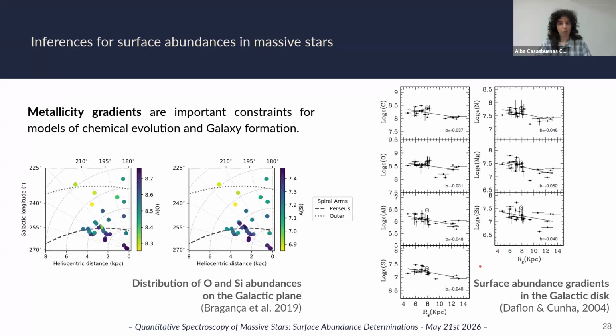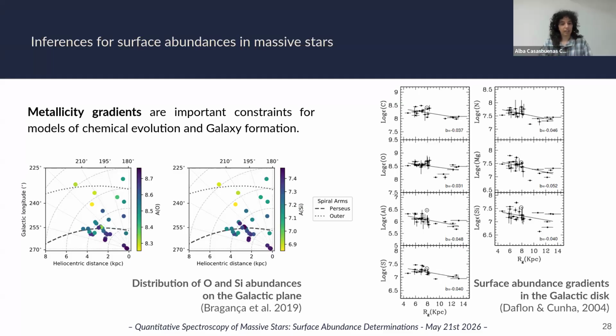And then finally, I wanted to also include when we're looking further away. So the previous one was in the abundances in the solar neighborhood. When we're also studying abundances of stars which are further away, we can find information on, for example, metallicity gradients, which are very important constraints for models of chemical evolution and galaxy formation.